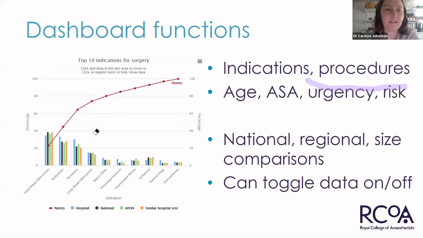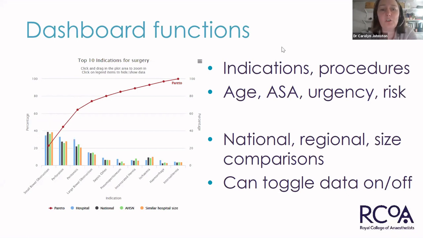So moving on quickly for a few more dashboard functions. So the dashboard has been changed to include some new types of charts. They're extremely easy to use. They're very easy to download as images just by clicking on the three little lines on the top right. And these new reports, you can filter out patients according to indication for surgery, according to procedures. It'll also give you a breakdown of age, ASA, urgency, and risk.